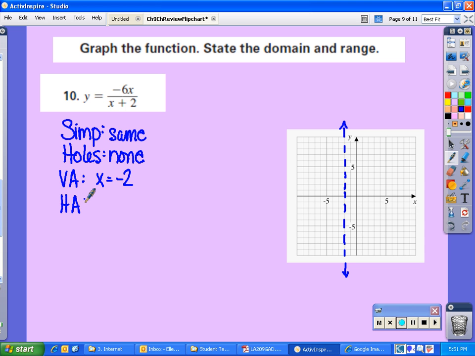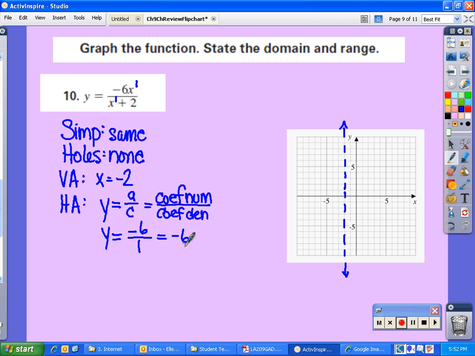Horizontal asymptote is determined by the relative powers of the denominator and the numerator. Notice that the powers in these two are the same. When the powers are the same, the horizontal asymptote is given by y equals a over c, which are the coefficients of the numerator and the denominator. So coefficient of numerator over the coefficient of the denominator. In this case, y equals -6 over 1, or -6. We'll draw that in as a horizontal dashed line.